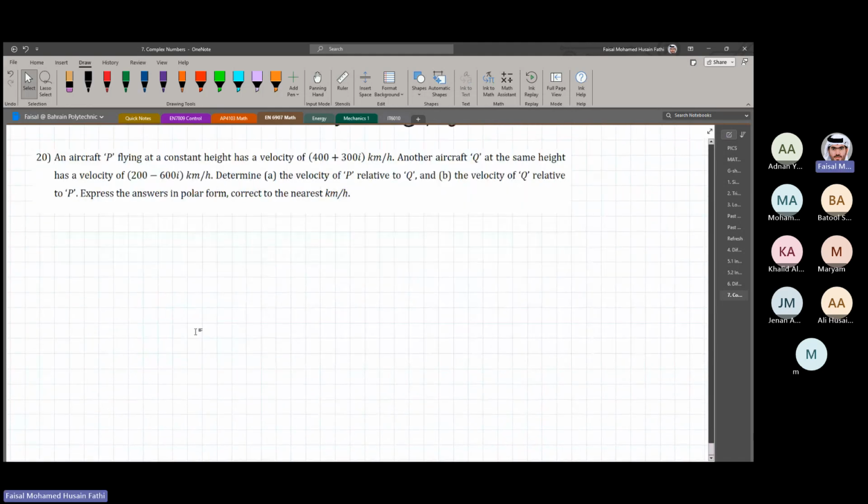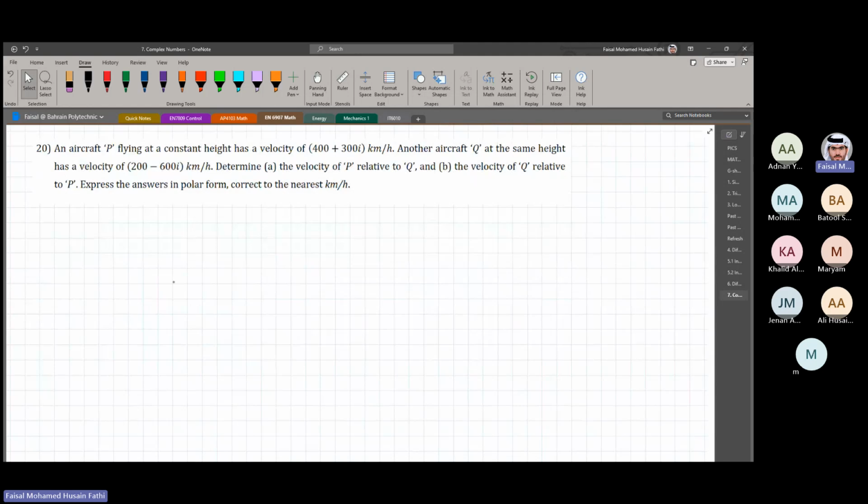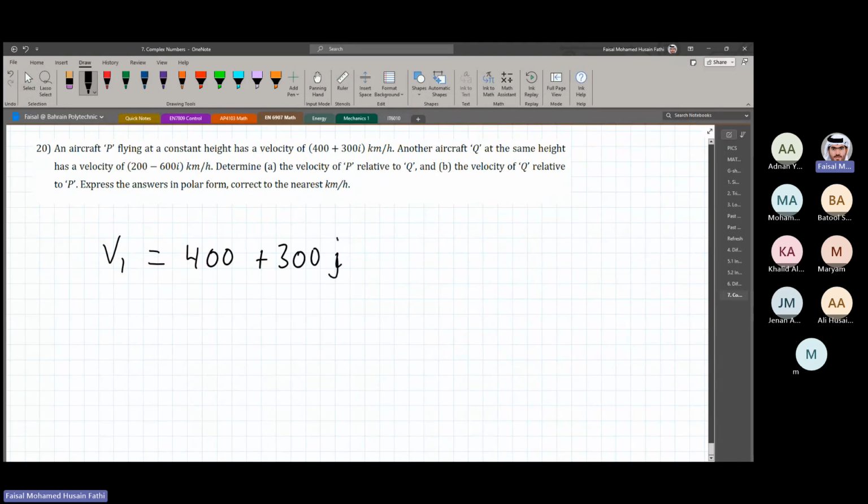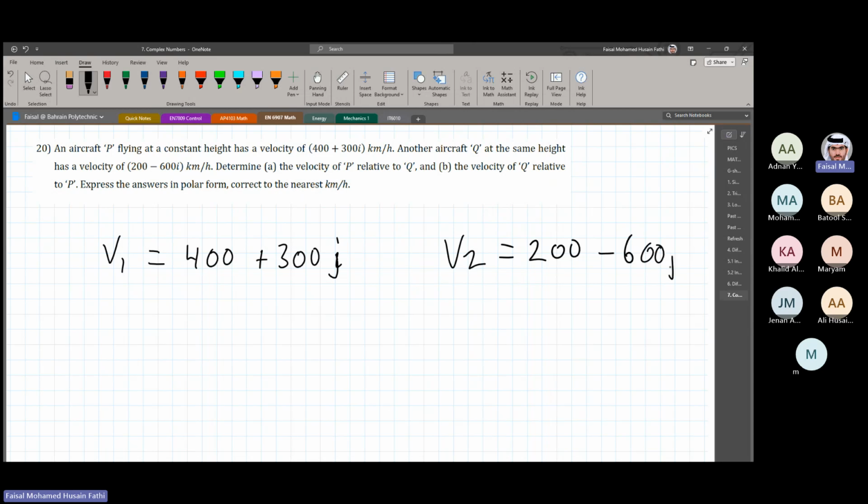So an aircraft P flying at a constant height has a velocity of V1 equals 400 plus 300 i, or j, I don't like using i. V2 is equal to 200 minus 600 j. Then this is their speed. Determine the relative velocity of P to Q. Let's call this P so there's no confusion, and this is Q.